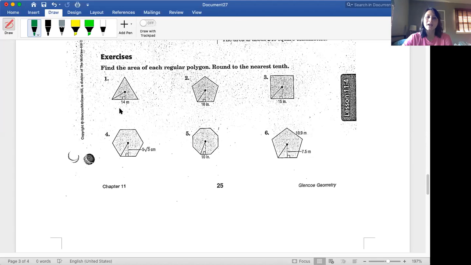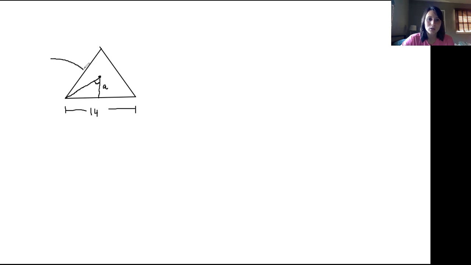We'll do number 1. And notice on your study guide, there's just not enough room for you to write everything down. So I need you, please, to get out a piece of paper and write on it. I'll draw this picture up on the board here. You have a regular triangle, and the base of the triangle is 14, but we don't have the apothem. And we don't have the height, right? So this is the apothem. So we need to find this angle.